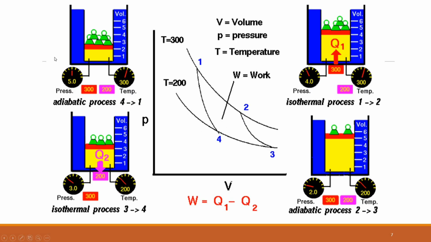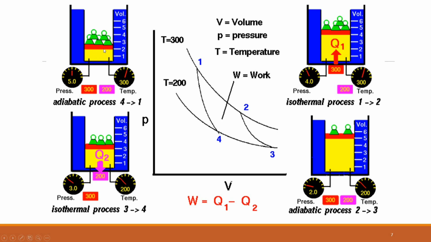Step 4. Adiabatic compression from state 4 to state 1. The final stage of the Carnot cycle is adiabatic compression. During this step, the gas is again thermally insulated from both reservoirs. More weight is added to the piston, causing it to compress the gas further.